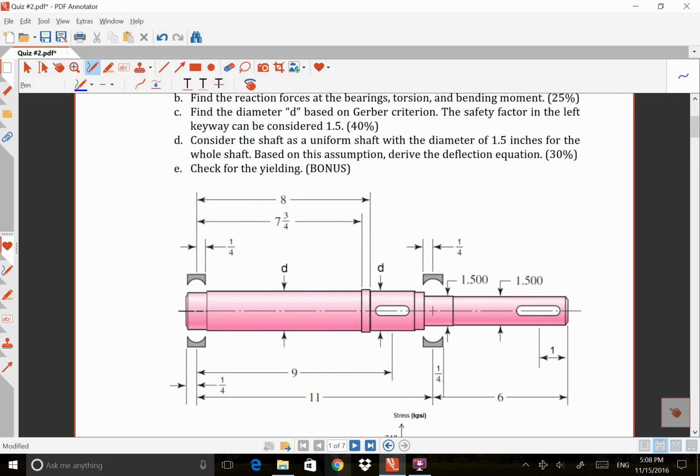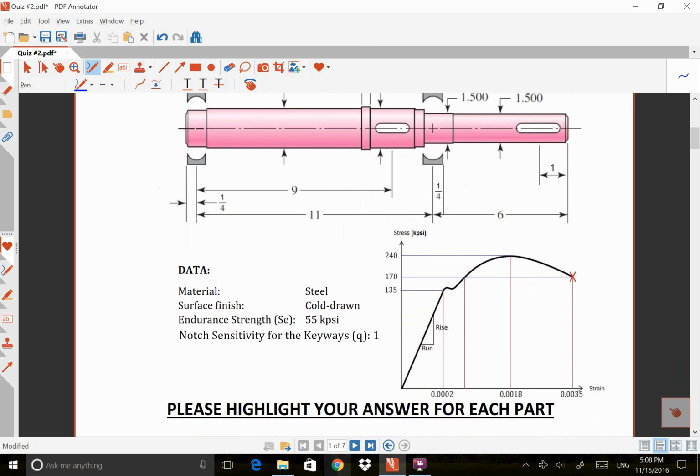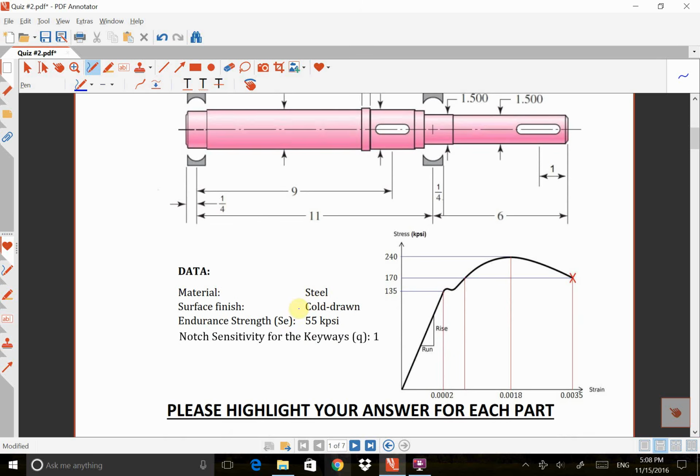So this is a shaft that is given to us. There is one bearing here and another one at this point. There are two keyways, one at this point and the other one at this point. And there's a gear here which rotates the shaft, and there's a blade or fan at the end of the shaft. The material of the shaft is steel, and the surface finish is cold drawn.